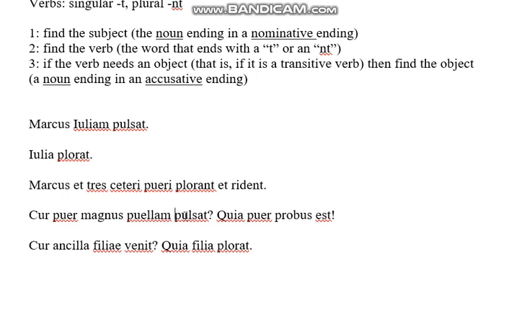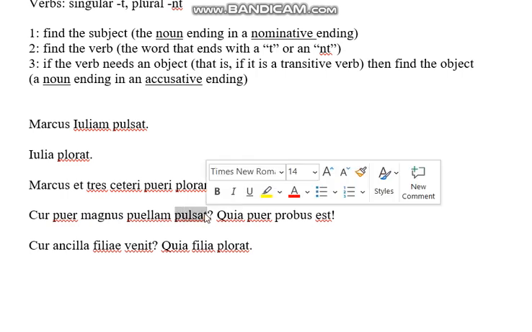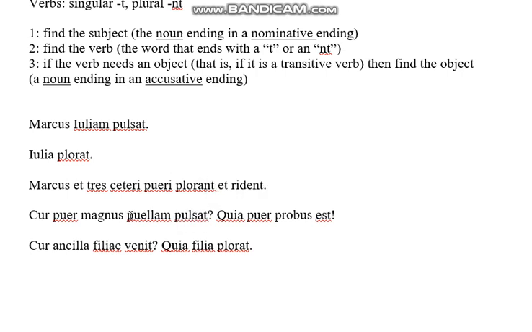Pulsat, again, you need to find the verb. Pulsat is the verb because it ends in t. It means hit, which means that it must be transitive, which means that we need an object. Puellam. All right. So why does the big boy hit the girl? Well, that is one sentence, and then we move on to the next one.